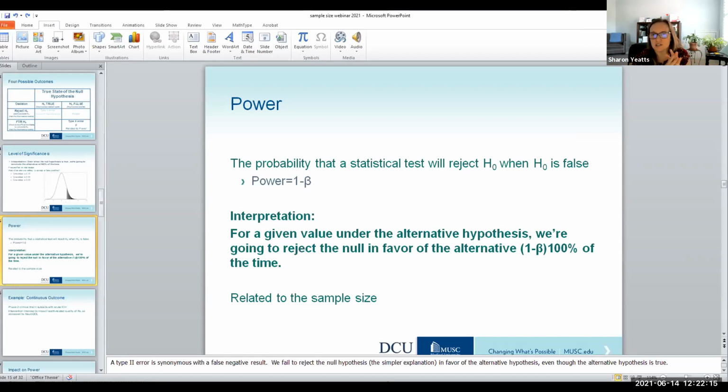So the interpretation is that for a given value under the alternative hypothesis, we're going to reject the null in favor of the alternative 1 minus beta times 100% of the time. And this, of course, is related to the sample size.